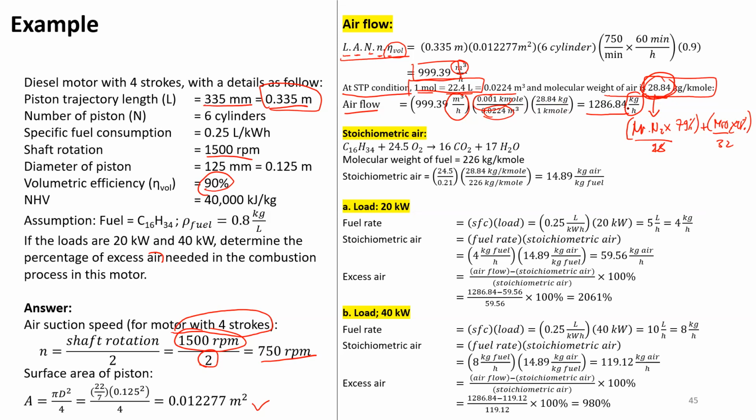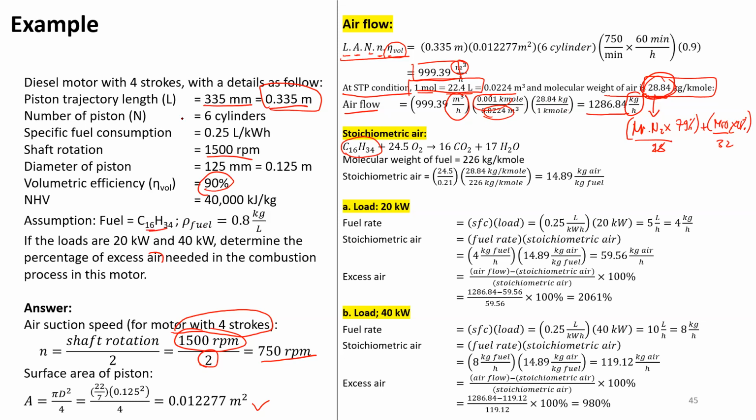The next step is we need to calculate the stoichiometric air. In this case, the stoichiometric air is based on the theoretical approach, based on the stoichiometric reactions. So we have C16 and H34 as the fuel here.